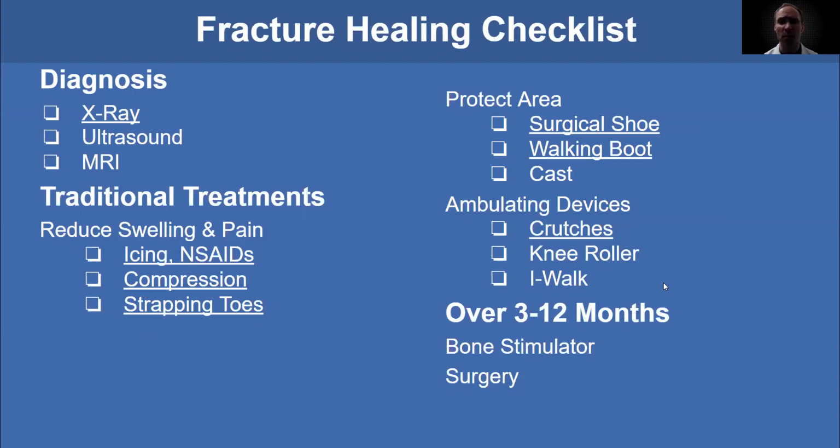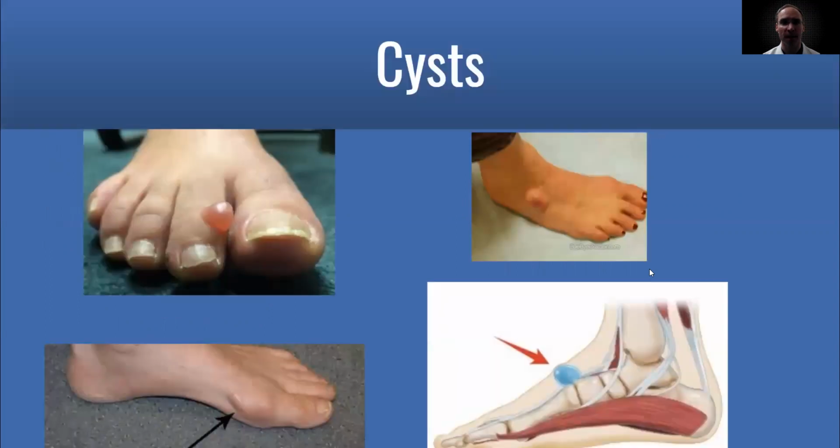Ambulating devices, most people come in with crutches. And then if things take a long time, you may need to get a bone stimulator or surgery. So basically, I would try these other things that are underlined first before you send them. You could get an x-ray. That's what most people do, get an x-ray and send them over.